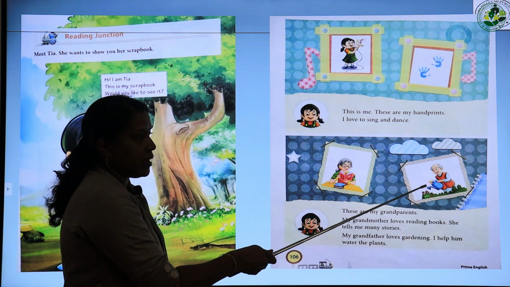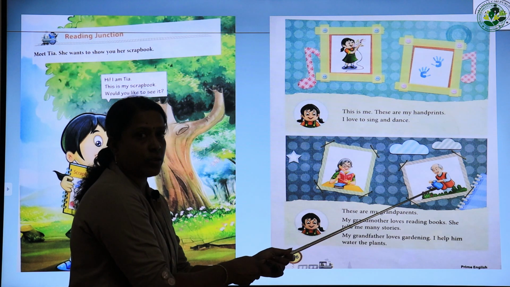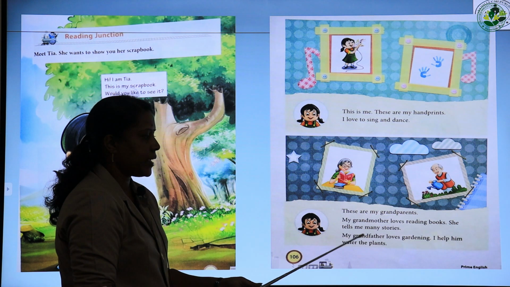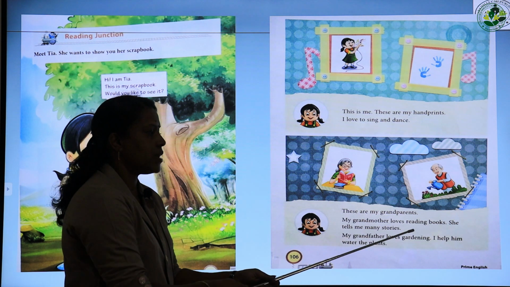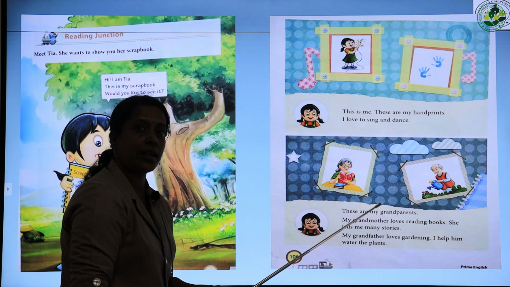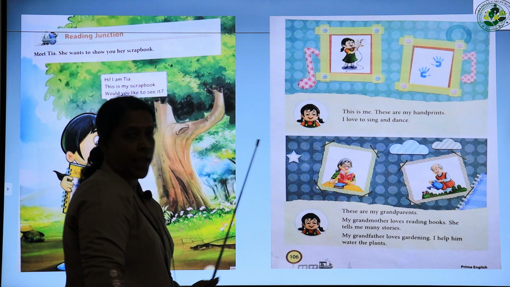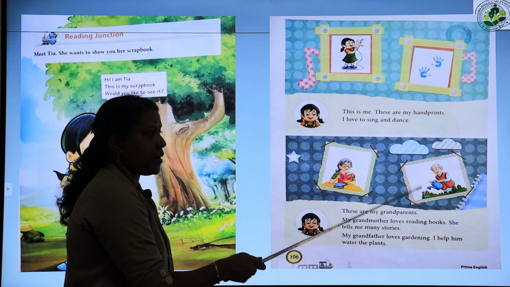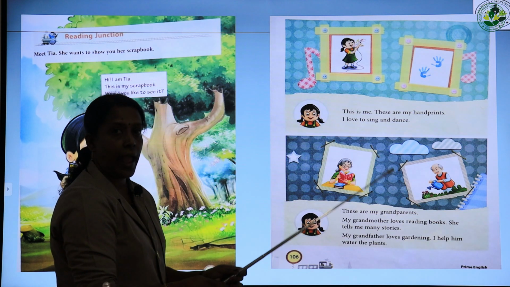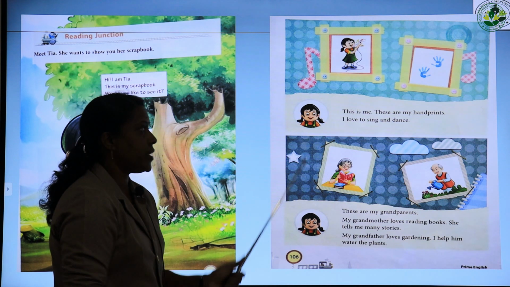Look at the next picture. Who is this? Tia's grandfather. What is he doing here? My grandfather loves gardening. So, Tia's grandfather loves gardening. I help him water the plants. So, Tia's grandfather is watering plants here. Sometimes Tia also helps him to water the plants. Understand?